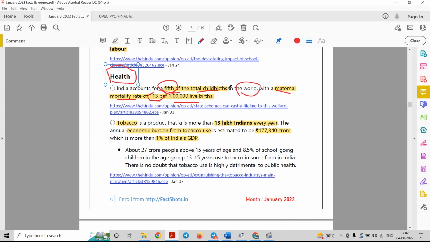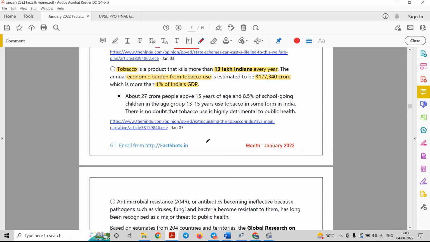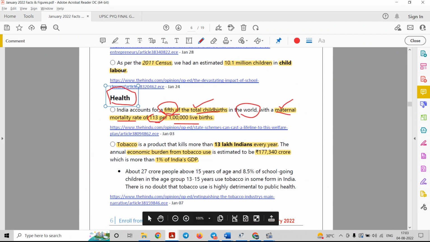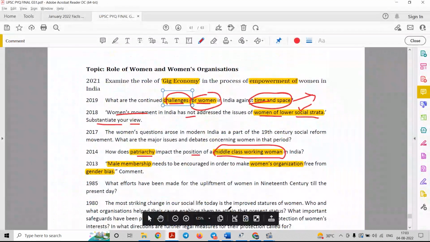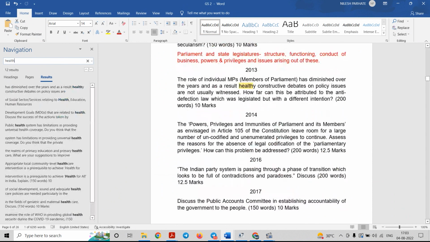So you can utilize this fact in both aspects, from a woman's perspective as well as a child's perspective. The maternal mortality rate can be quoted in woman-related questions, and the childbirth death rate can be quoted in child-related questions. So this is the way you can utilize this particular fact in a question. Let us find if there is a question related to healthcare, and I can tell you in a more detailed way whether we can utilize this particular fact or not. Okay.